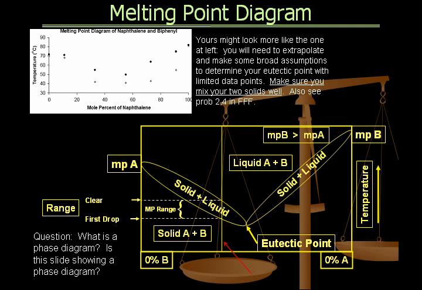Okay, and your melting point diagram that you're going to obtain from your own data, as well as that of your classmates, looks more like the upper left. It's going to look more like the one in the upper left, and you're going to extrapolate, make some assumptions to determine your eutectic point with some limited data points. But you can do it, and make sure your solids are mixed really well. And also see in the Fessenden textbook, problem 2.4.